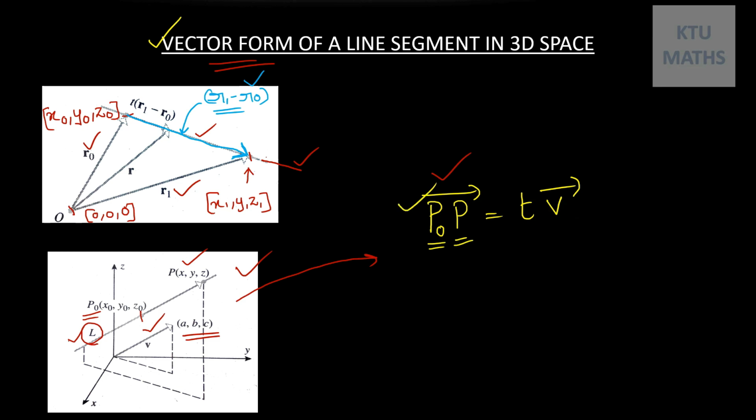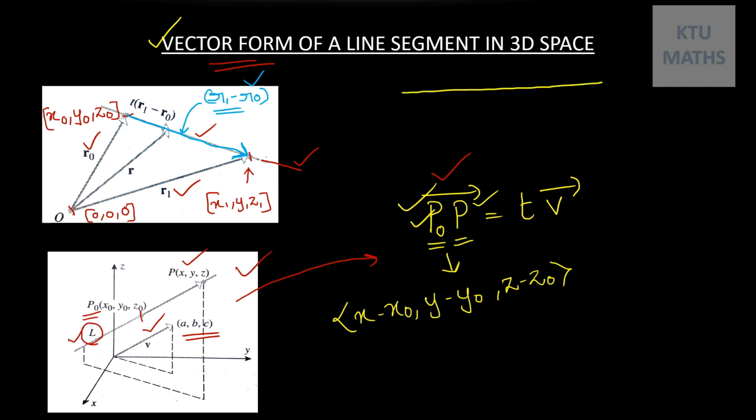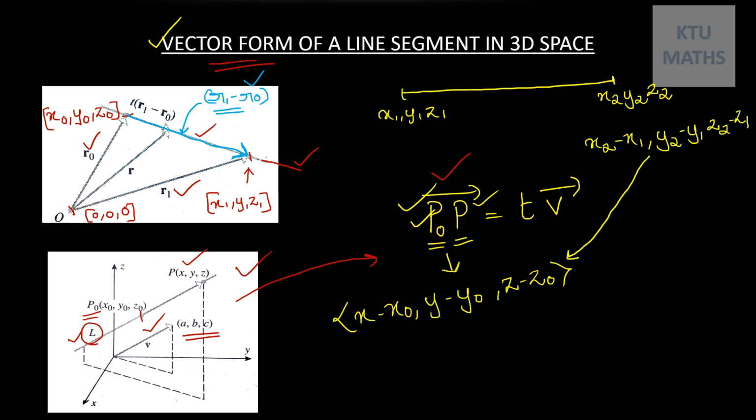This equation can be written in parametric form as x minus x0, y minus y0 and z minus z0. This is the parametric form of this vector because the first terminal point is the terminal point of p0 and the second is the unknown terminal point. Here I will show you that a line segment with points x1, y1 and z1 and then x2, y2 and z2 can be written as x2 minus x1, y2 minus y1 and z2 minus z1. That's only what I have applied here to find the parametric equation.